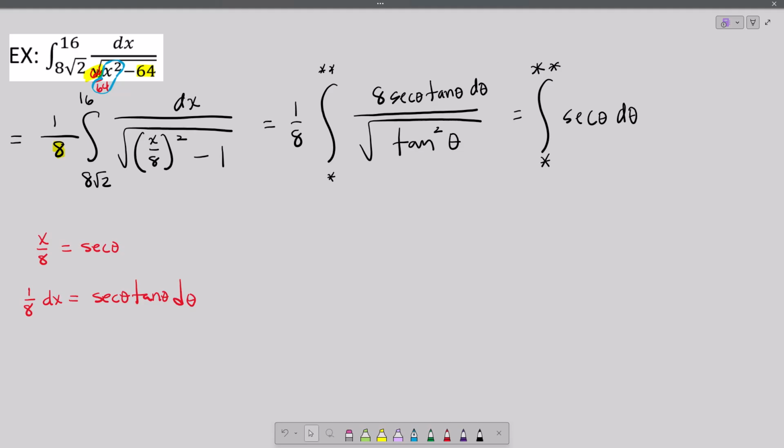And then the square root of tangent squared is tangent, so this will cancel with that. And we're left with just secant. The 8 cancels with the 8. So that's where we're at. Any questions up to that moment? Up to that spot? Anything that you're not sure about or want to ask about?